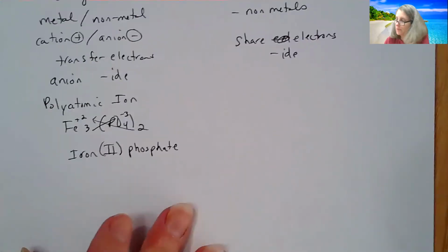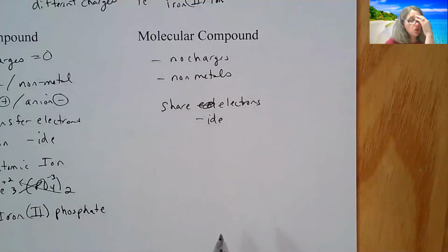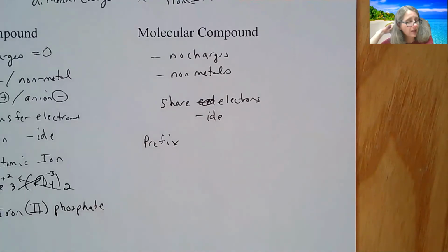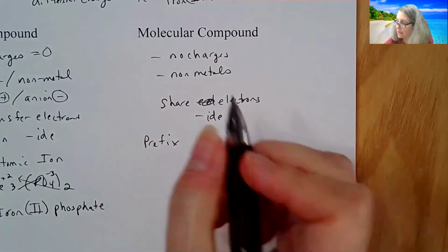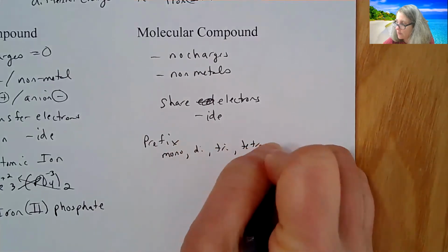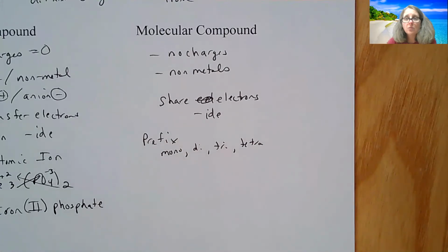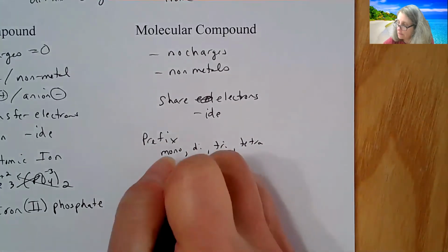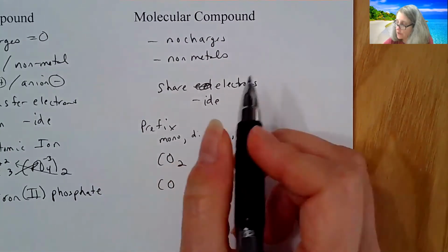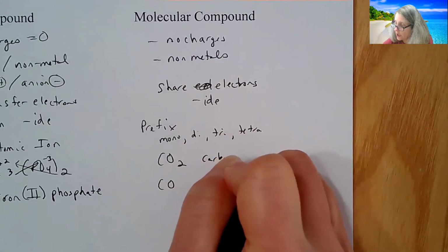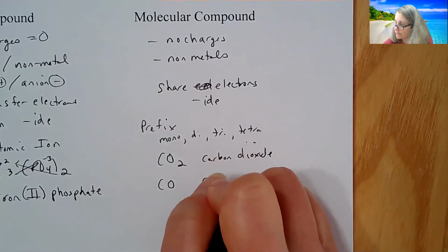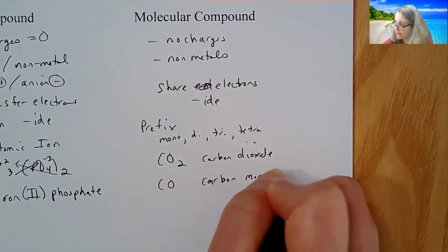Now, molecular compounds, we don't deal with these too often, but we do occasionally run into them. They're going to use a prefix system because they don't have charges to dwell upon. So we're going to use prefixes like mono, di, tri, tetra, and so on and so forth to say how many of each one of the elements we have. For one or 2 examples, CO2 versus CO. CO2 is called carbon dioxide, and CO is called carbon monoxide.